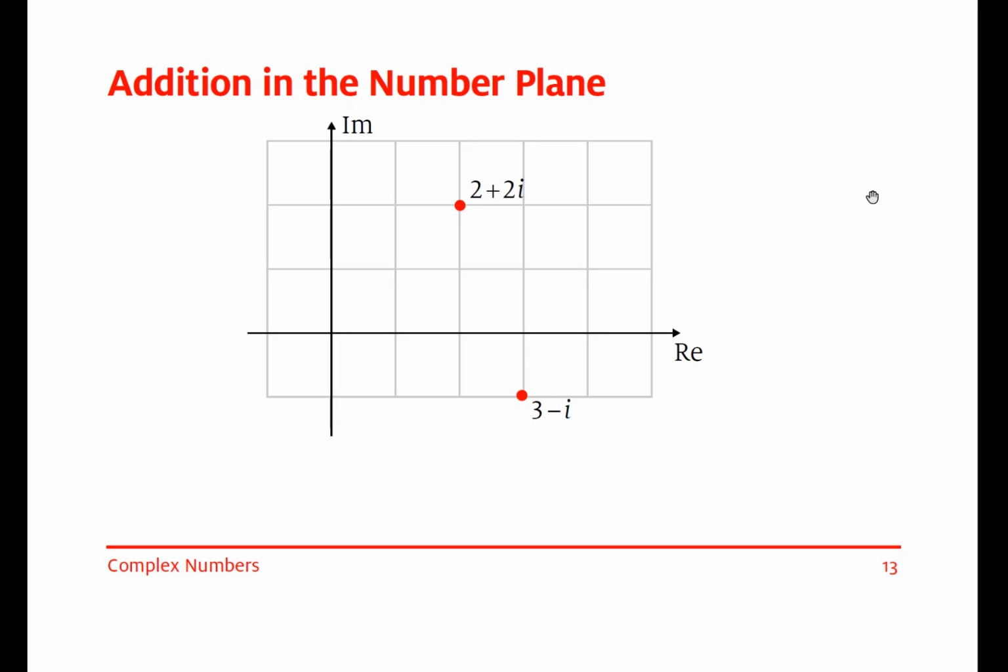Now we look at the geometric interpretation of the operations. Addition can be explained with the addition of vectors. So we think of the complex numbers as vectors from the origin to the complex number point. So here we add 2 plus 2i and 3 minus i, and the addition is like vector addition.